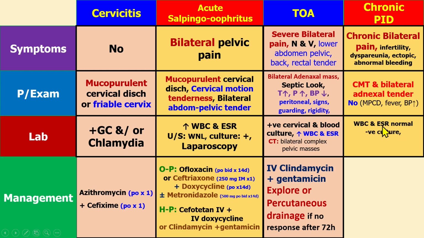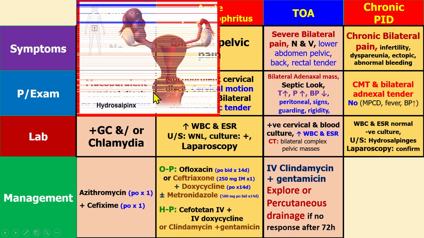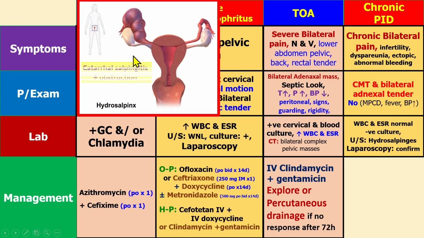You see the WBC, ESR normal, and cultures are negative. So you confirm by ultrasound. You can see the hydrosalpinx, and you confirm by laparoscopy. So what is hydrosalpinx? These are actually lateral salpingitis, meaning the tube mucous membrane is involved and there is some obstruction in the tube.